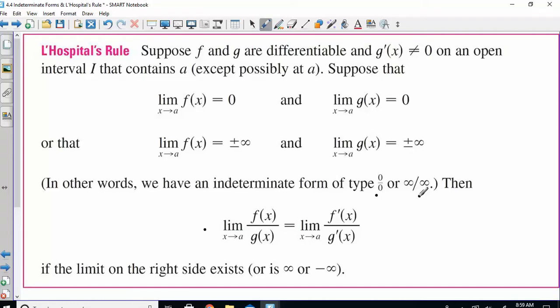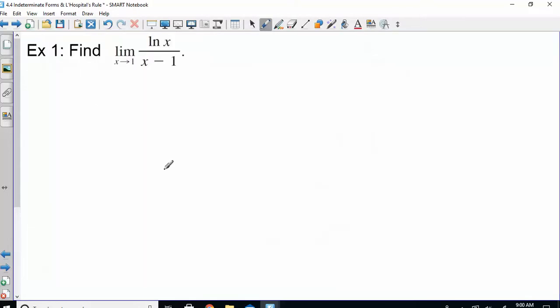We're not doing the quotient rule here. We're not doing the derivative of the entire function. It's just the derivative of the top over the derivative of the bottom. And then that will oftentimes give us something that we can evaluate.